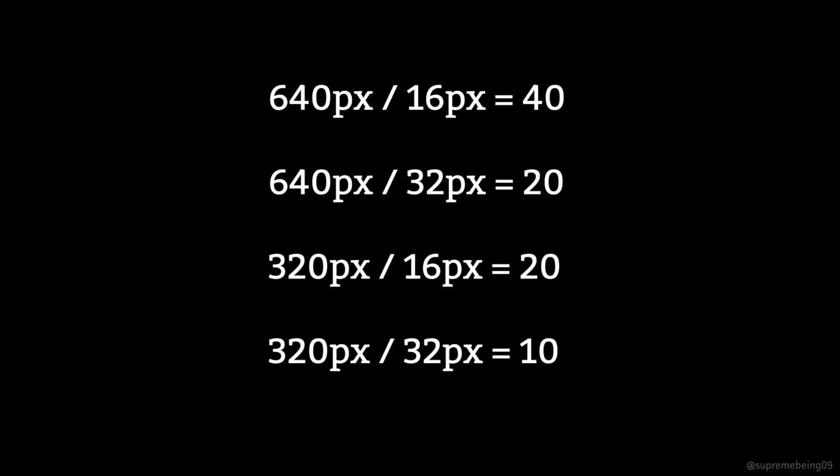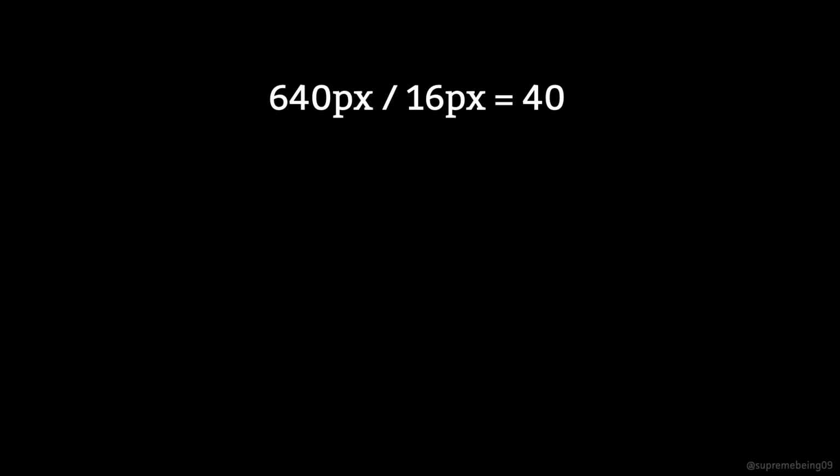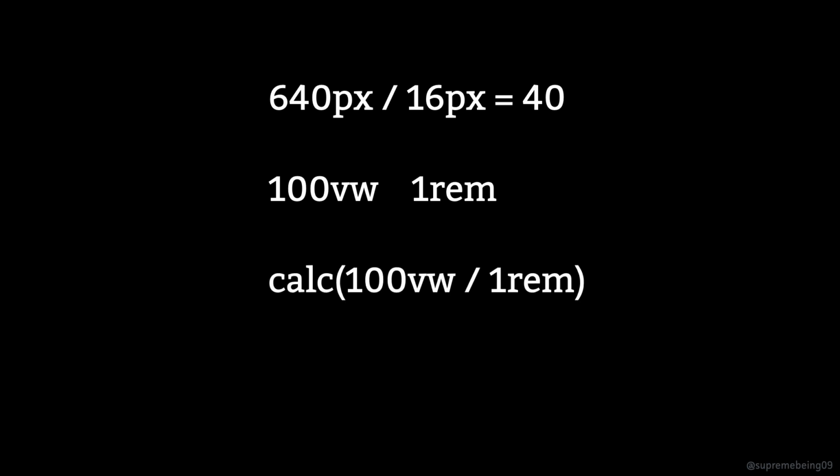Now I wanted to see if I can find a way of implementing this ratio with pure CSS. Bad news is I didn't find a way, and I will show you why. When I look at this division here, I can replace the 640 pixels by 100 viewport width, and I can also replace the 16 pixels, the base font size, by 1 rem. But when I use this in a CSS calc function, something like this, it doesn't work. It throws an error because you cannot divide two different units. I needed to have the computed pixel value of both of these, and this is sadly not possible with CSS.